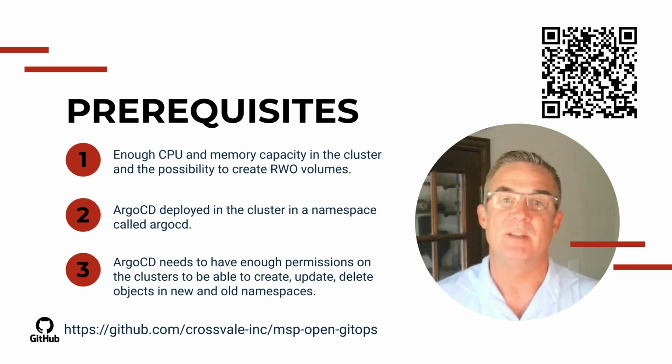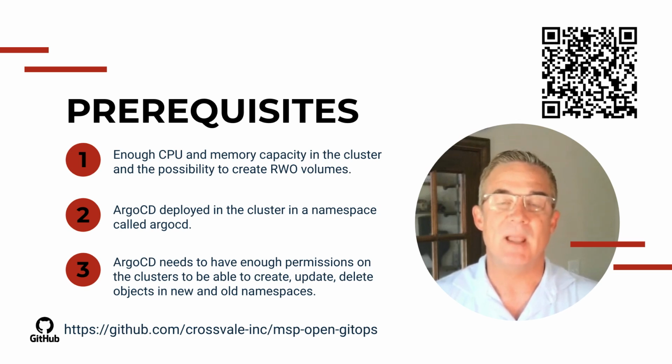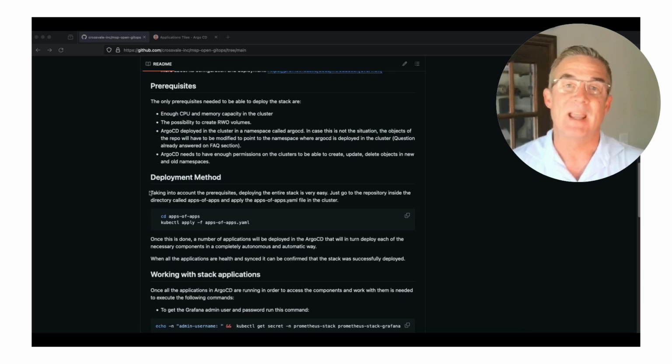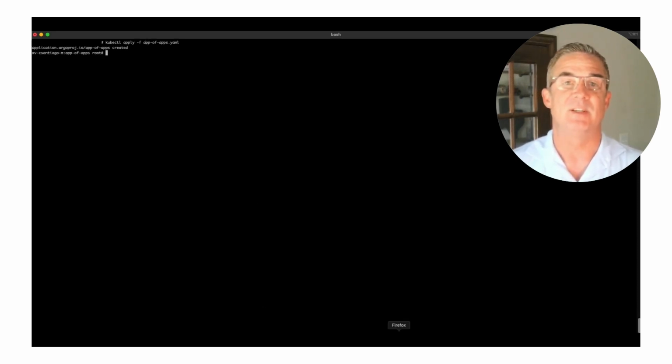This version of the project can be found on GitHub at the URL shown here, or use the QR code. Let's see it in action. In the GitHub repo, you will find the README file with all the information about the project and how to deploy it. To do that, we just need to do a kubectl apply command passing the app of apps file. This file is configured to deploy the apps using this GitOps principle.